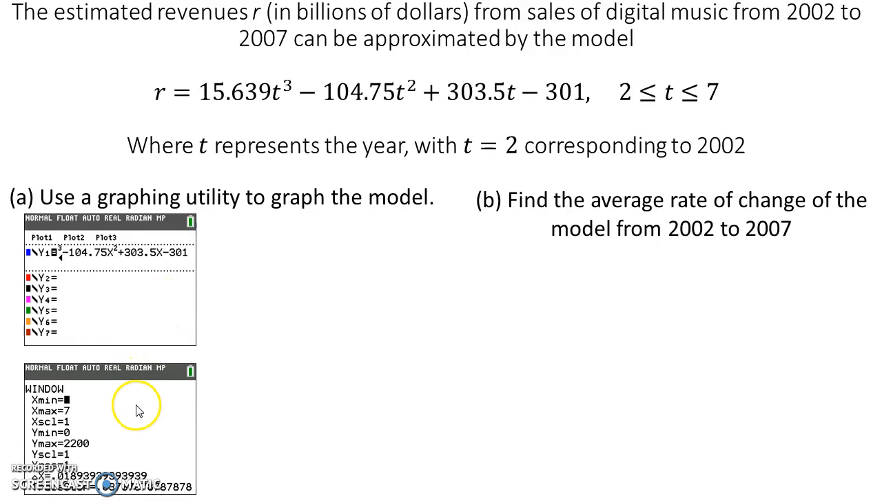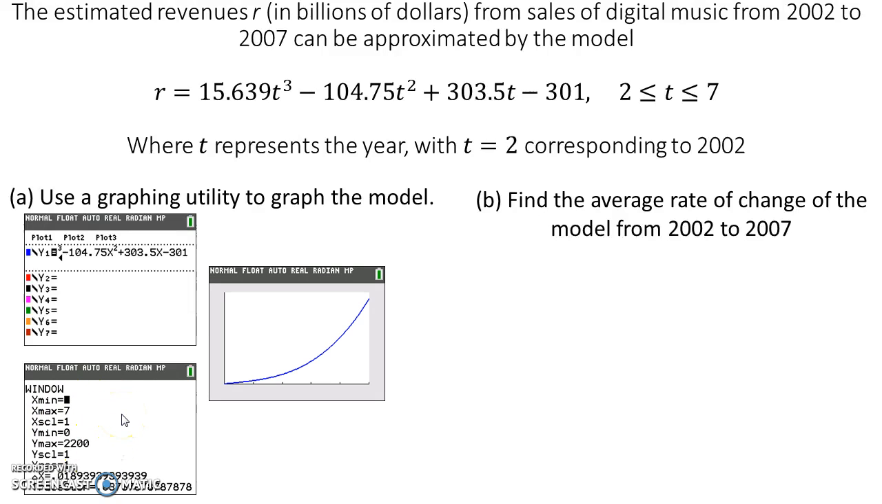Now, you might have to play with your window, going back and forth trying to find it on your graph. The window settings that I found worked: I went from 2 to 7 for my x values, and that one I could figure out pretty easily just by looking at this. The y's, though, I really had to play with. I ended up going with from 0 to 2,200, and this number will make more sense when we look at the next part. Once I got a window setting to work, I went ahead and graphed it, and there it is.